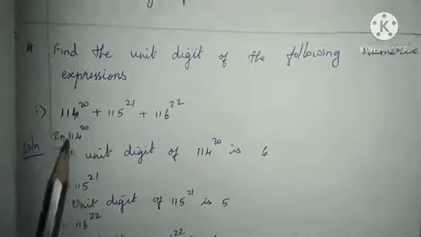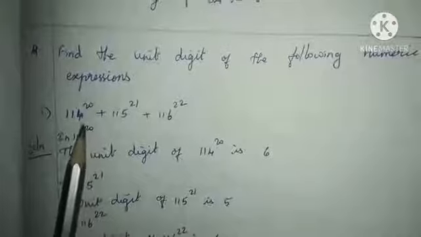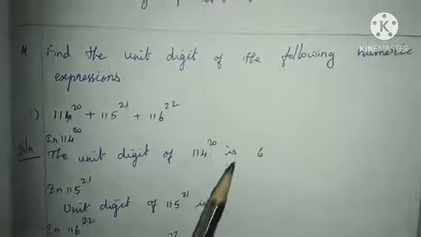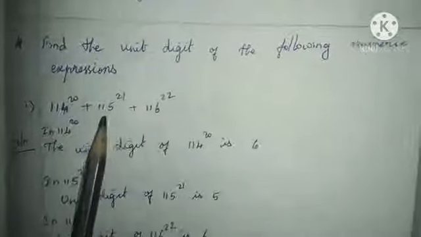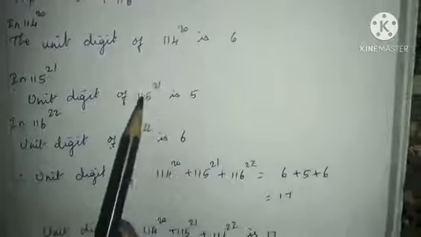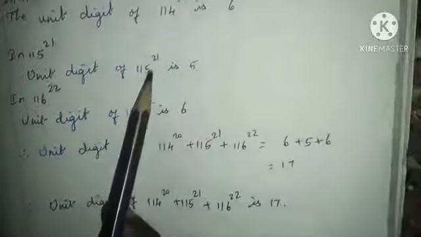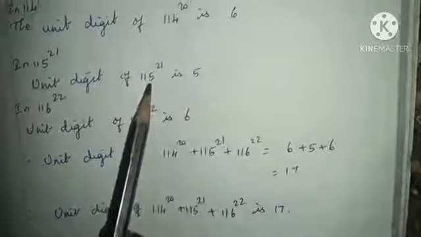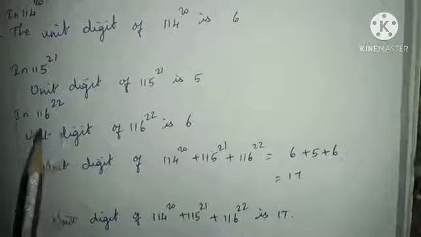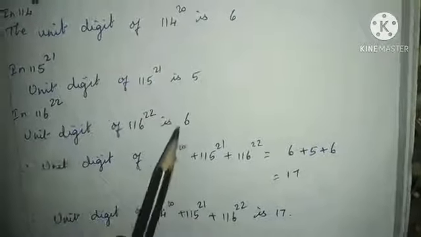In the first one, 114 to the power 20, it ends with 4 and 20 is an even number. Therefore, the unit digit of 114 to the power 20 is 6. The second term, 115 power 21, the unit digit is 5 because the unit digit of the given number is 5. Therefore, the expanded form of that exponential form also has unit digit 5. The same way for 116 power 22, the unit digit is 6.